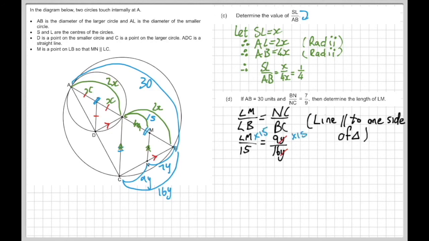And therefore I'm going to multiply by the 15 on both sides. And therefore LM is 135 over 16. And you can find a value for that. That's 100%. I'm not going to worry too much because I've got a length, and therefore I've answered the question. Woo! Maths gets me all excited, and I am happy to have done these two sums with you.